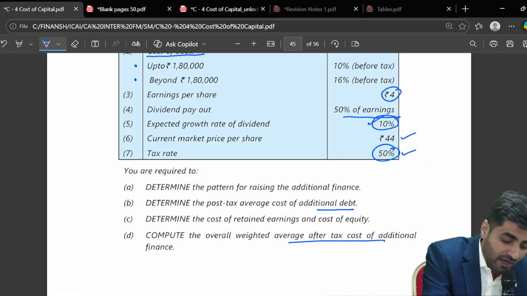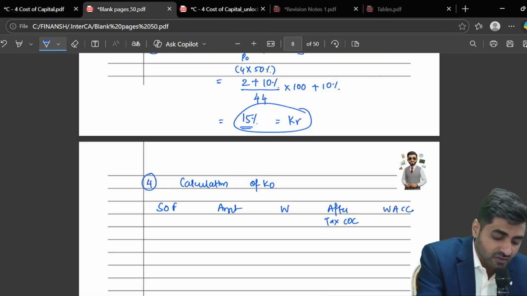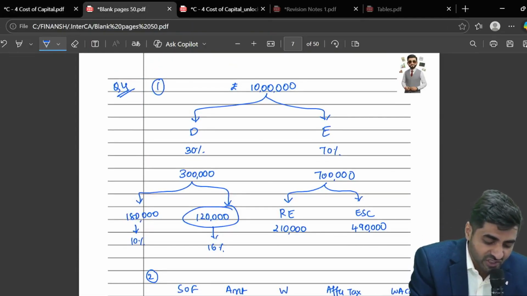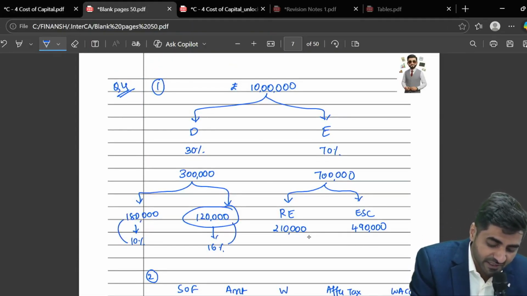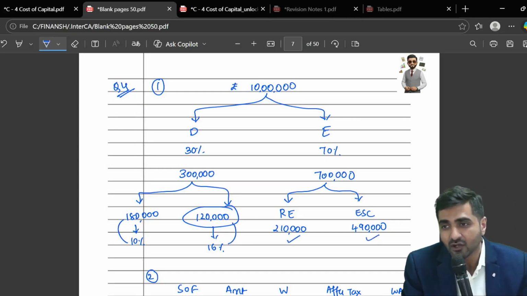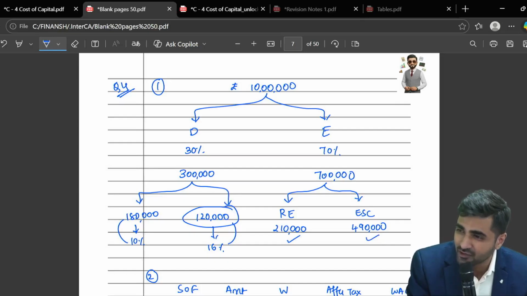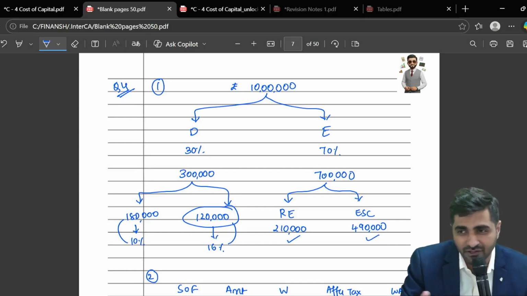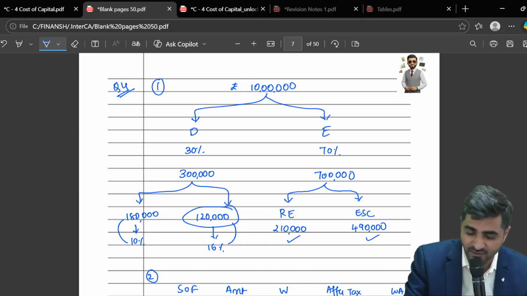Can you please tell me how many sources are there? So we have just checked, there is 10% debt, 16% debt, and now I will take retained earnings also, and equity share capital also. Though the cost is the same, we can combine it, but I'm just taking 4 individual costs because there are 4 sources which we have determined.